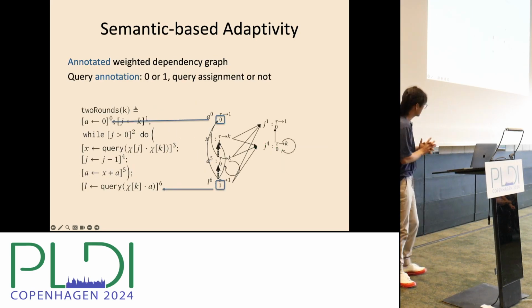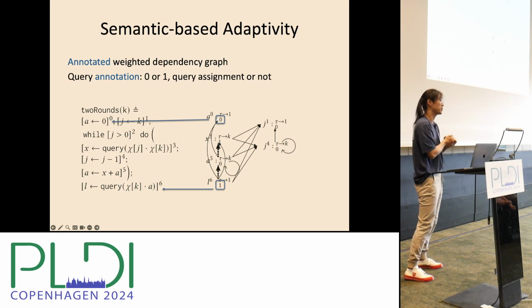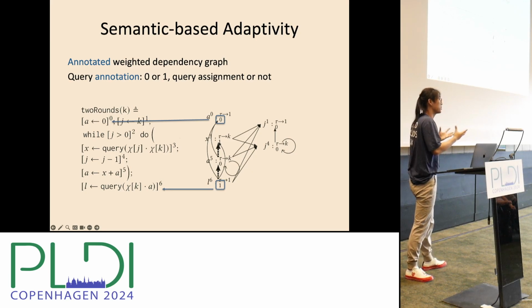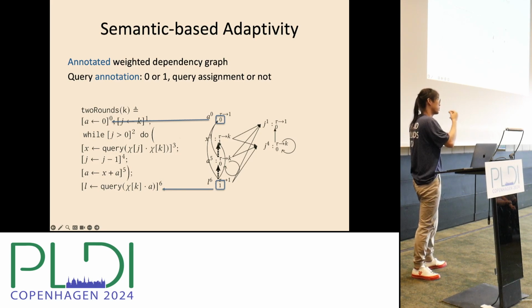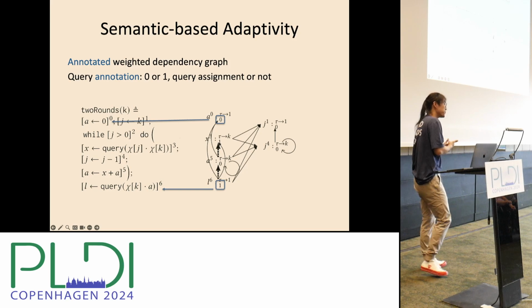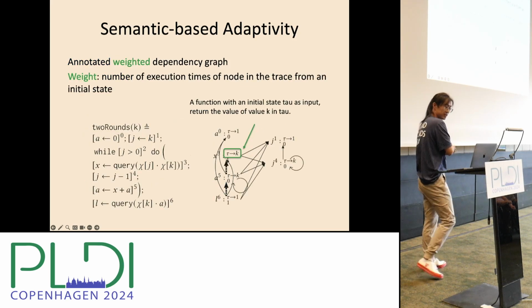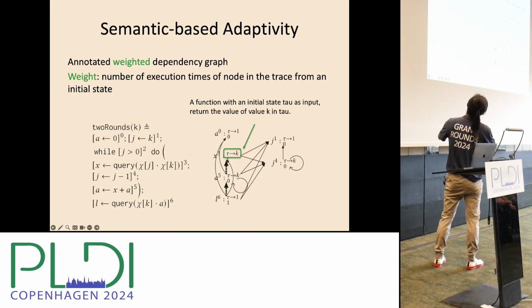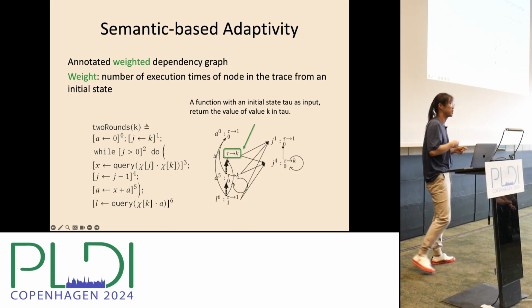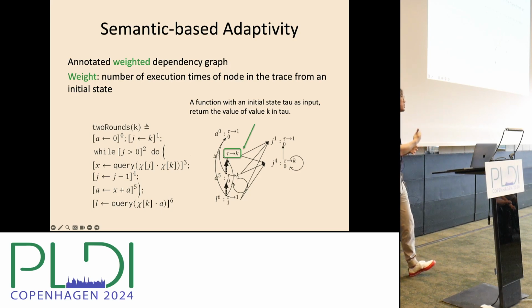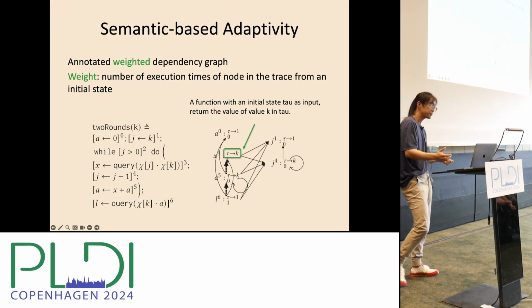If we go back to the graph and look at the nodes, we add some annotations to the nodes. The first one is query annotations. It tells you if this node is related to a query request or not. And we also have weight. For every node, the weight means the number of execution times of this node appearing in the trace if we start from some initial trace.